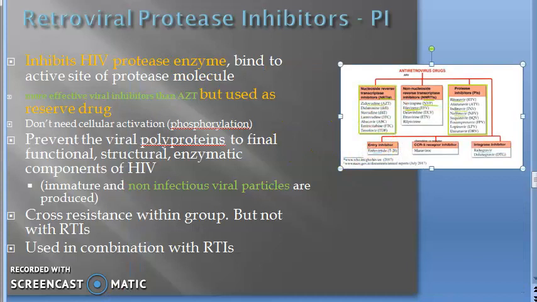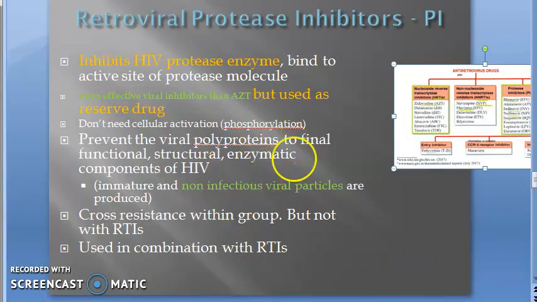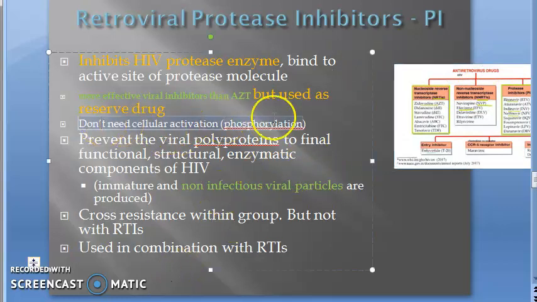So basically these are going to inhibit the protease enzyme, so the viral polyprotein cannot break into smaller functional structural enzymatic components. So whatever is formed now are immature and non-infectious viral particles. So this is going to be an antiretroviral drug. There can be cross resistance within the group and it is usually combined with other RTIs, okay? And they don't need any cellular activation like zidovudine, etc.